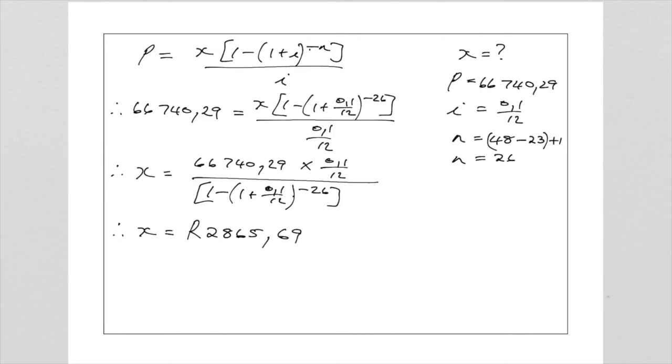2,865 and 69 cents. So what is the meaning of this answer? This is the new monthly payment. So this new monthly payment, 2,865 Rand and 69 cents.